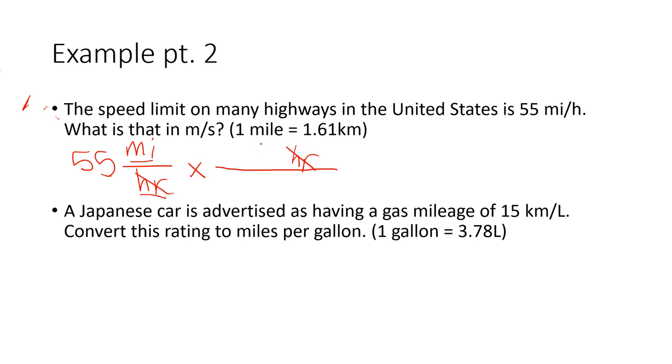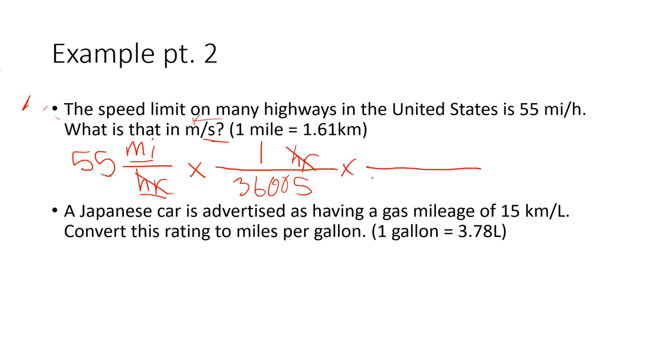So 1 hour, and what's the unit we want? We want seconds, so we put seconds on the bottom. How many seconds is in 1 hour? 3,600. Okay, 3,600 seconds. You can do this by simply thinking about there's 60 minutes in an hour, and within each minute there's 60 seconds, so 60 times 60, that's 3,600. Okay, but we're not done. We finished seconds, but we got to convert miles to meters.